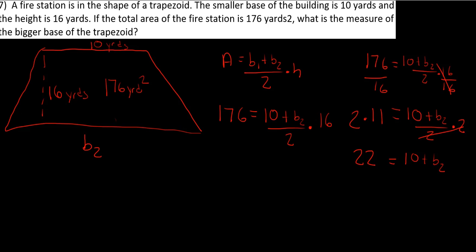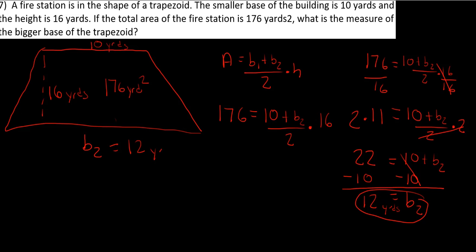Now, this b2 I need to get by itself. The 10 is in the way, so I'm going to subtract 10 on this side and subtract 10 on this side. So b2 is going to be equal to 12 yards in this situation. B2 is equal to 12 yards. So this equals 12 yards.